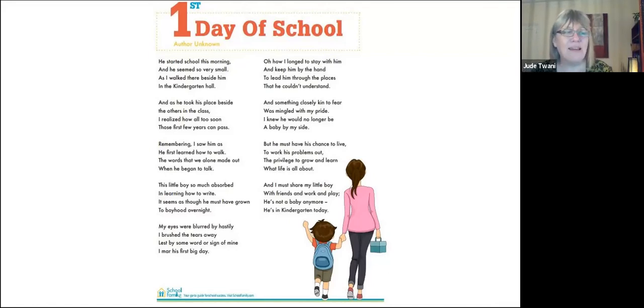Oh, how I long to stay with him and keep him by the hand, to lead him through the places that he couldn't understand. And something closely kin to fear was mingled with my pride. I knew he would no longer be a baby by my side, but he must have his chance to live, to work his problems out, the privilege to grow and learn what life is all about. And I must share my little boy with friends and work and play. He's not a baby anymore. He's in kindergarten today."